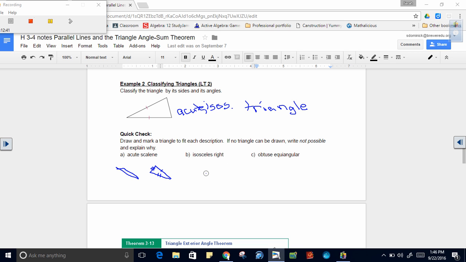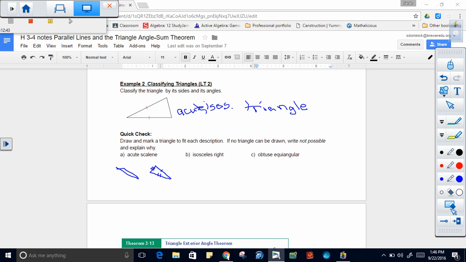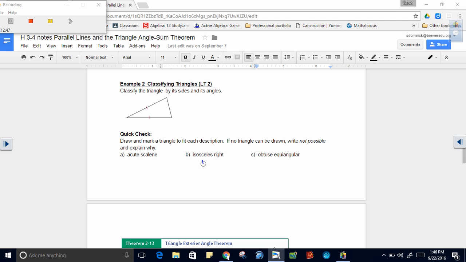Isosceles right, I'm going to make it larger so you can see what's going on. I would need a right angle. It's going to be isosceles. The two sides that would have to be equivalent would be the ones making up the right angle. So I'll just connect those.